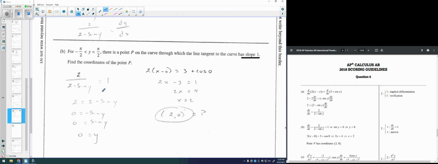So where is this equal to 1? I multiply by the denominator, and I get 2 times (2 minus sine y) times 1, which is 2 minus sine y, equals 2. Subtract 2, and I get 0. Divide by negative 1, I still get 0. Where is sine equal to 0? Between these two values, at 0.